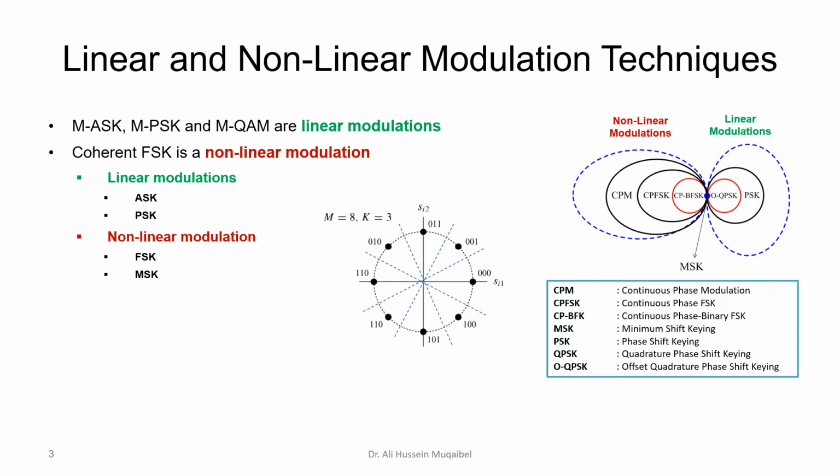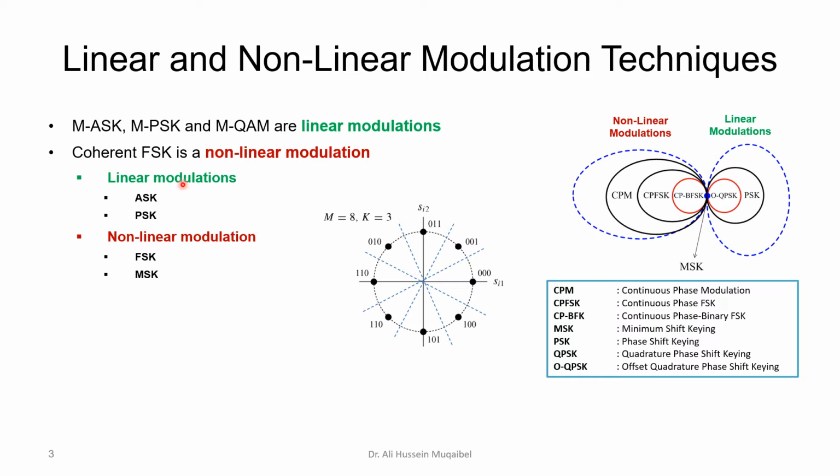So let's start by classifying linear and nonlinear modulation techniques. Modulation techniques can be classified as linear, which includes ASK, MPSK, and QAM: amplitude, phase, and QAM. So we can think of this circle. I'm just showing here, for example, PSK and QPSK, or offset QPSK. On the left-hand side, we have the nonlinear modulation techniques, which includes FSK and MSK, minimum shift keying.